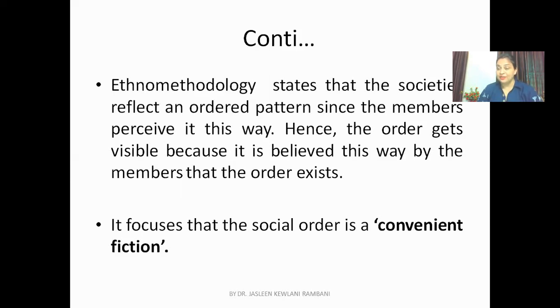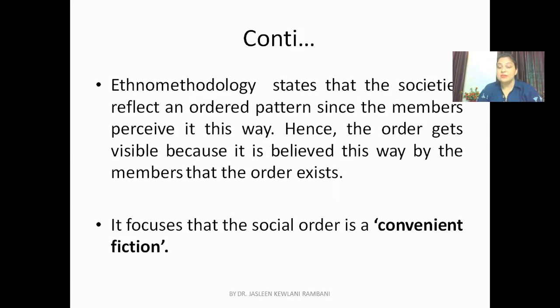The cardinal understanding of this particular branch of sociology is to state that the ordered society appears to be ordered because the members perceive it this way. We perceive that there is an order in society and hence the order exists. The order becomes visible because the members believe that it exists. That's what we discussed just now.